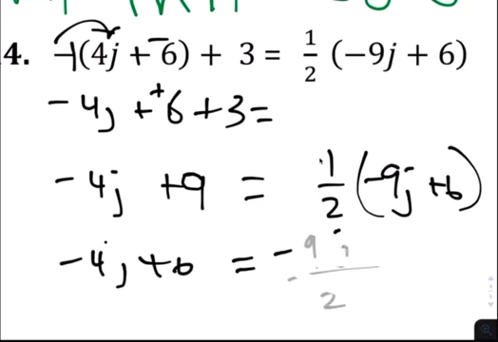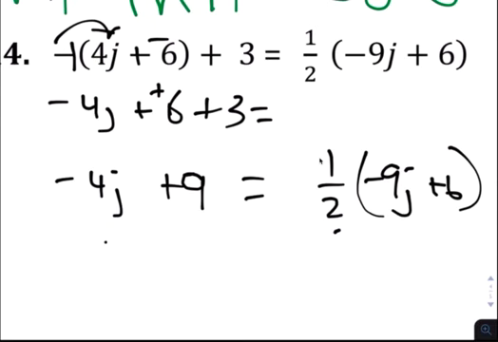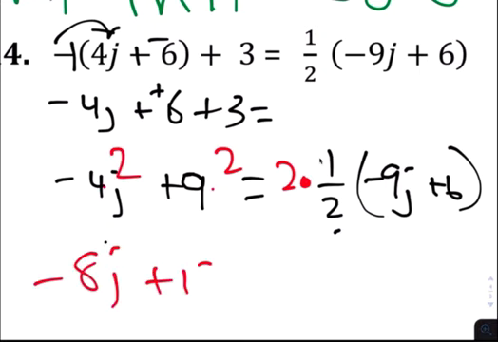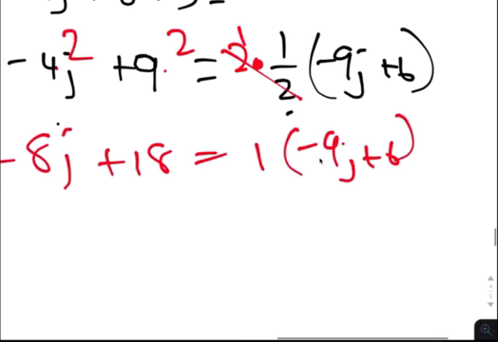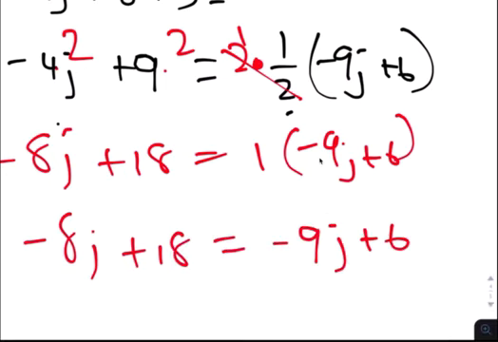Oh, let's get rid, oh, we don't want fractions. It gets complicated. Let's get rid of them. So multiply all by 2. Gets you negative 8j plus 18. You get 1 times 8, negative 9j plus 6. Distribute. 1 times anything is itself.